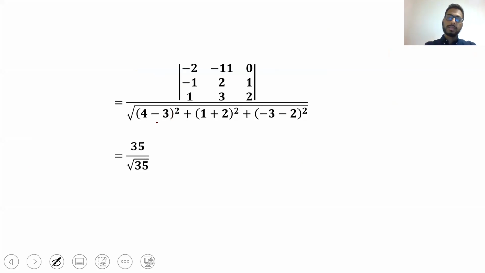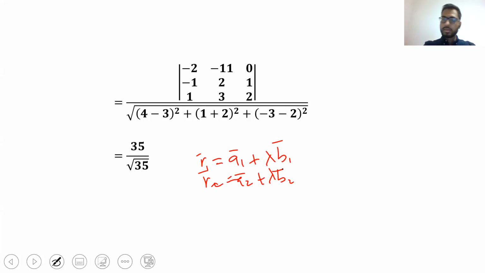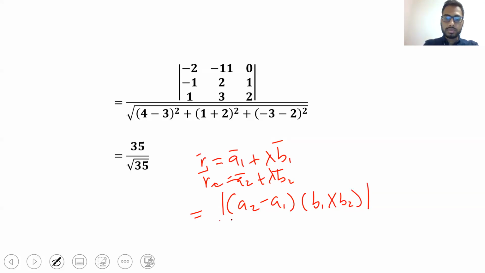Also, there is one more formula. Suppose lines are given in this format: the equation of line R1 is A1 plus lambda B1, and the equation of R2 is A2 plus lambda times B2. Then the perpendicular distance or the shortest distance between these two lines is also equal to A2 minus A1 dotted with B1 cross B2, the magnitude of this whole term upon the magnitude of B1 cross B2.